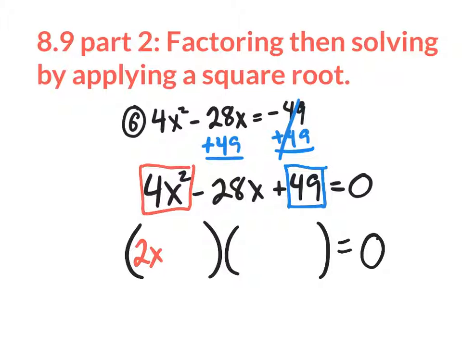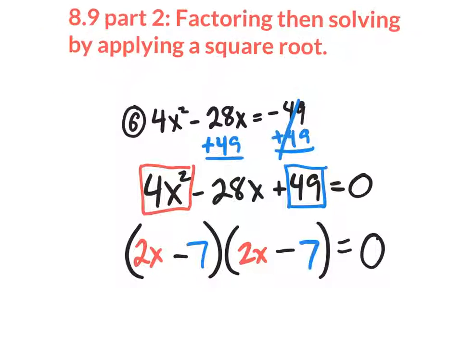2x. What's the square root of 49? 7. So 2x and 7 is my binomial. Question is, what symbols should I put right here? One plus and one negative? No, that would eliminate the middle term. So what do I want? Negative. Both of them negative. That's right. So let's put both of them negative.